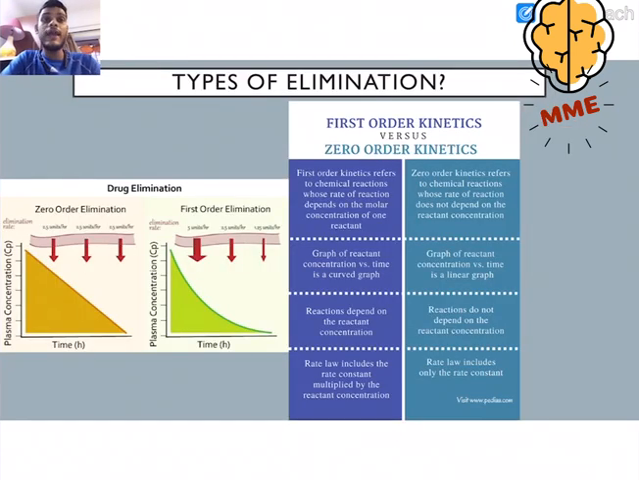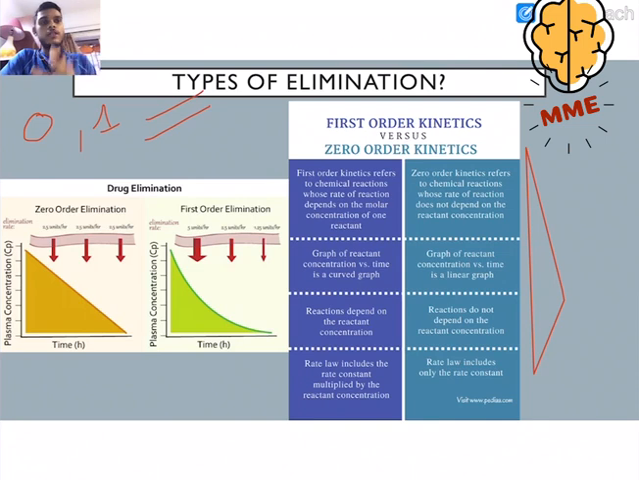Yes, this is again a very important topic as well. What are the types of elimination of clearances? As you can see, we have two types. One is zero order and the other is first order. This is again a very good, very beautiful difference between the first order and the zero order kinetics, which you can go through. I won't prolong the video uselessly, read through it.